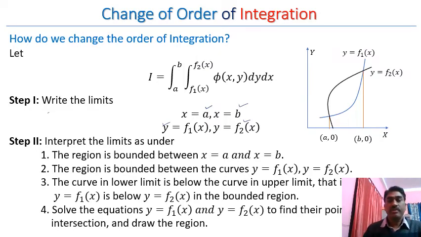Now with the help of these limits we have certain information. As step 2, first be sure that the region of integration is bounded between x = a and x = b. These are vertical lines at x = a and x = b. Vertical lines means lines parallel to the y-axis. So first draw these lines parallel to the y-axis. The whole region of integration is bounded between these lines.